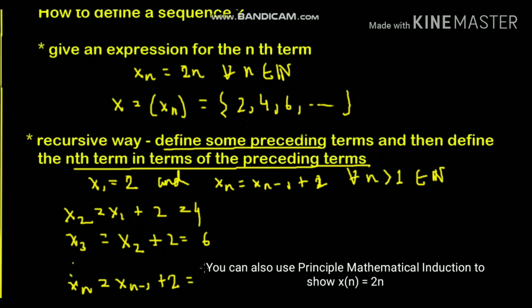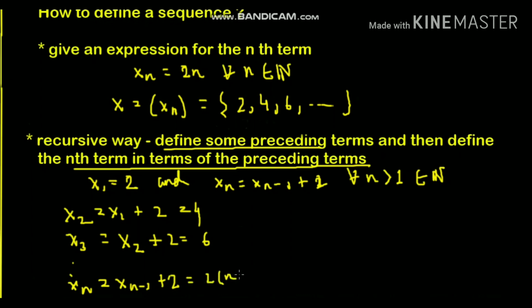Then x of 2 is 4, so it's 2 times 2. Then x of 3 is 6, it's 2 times 3. So x of n should be like that. It should be 2 times n minus 1, then plus 2, which makes it 2n. So we wanted this only and we came back to it. We found that x of n is equal to 2n, which we wanted to define in a recursive way.